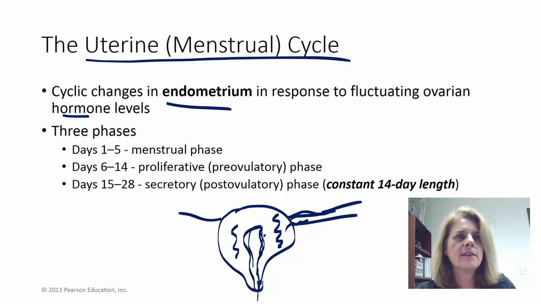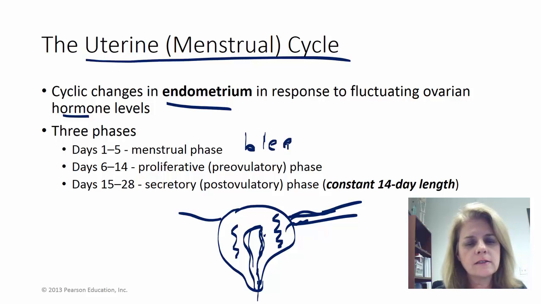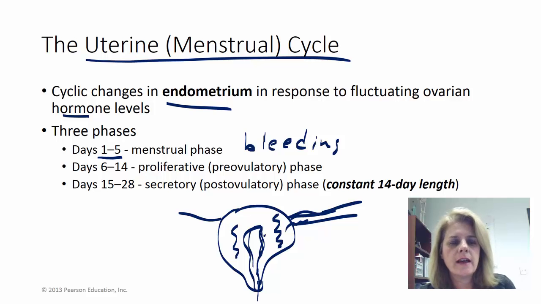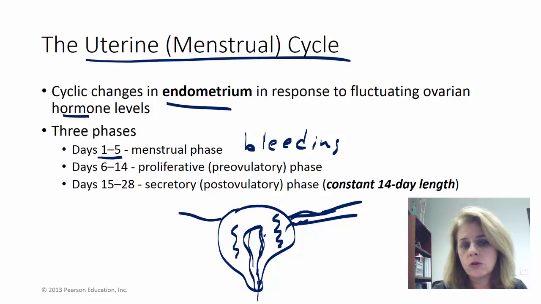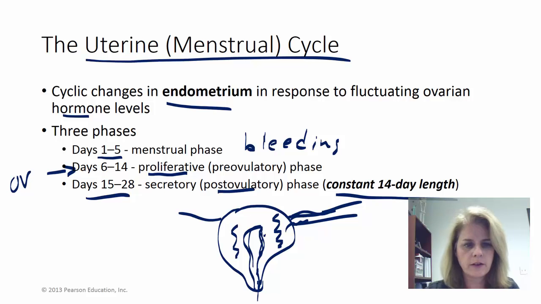These are changes in the endometrium, and the menstrual cycle has three phases. There's a menstrual phase, which is the bleeding phase. This is when you're on your period, and it lasts about 1 to 5 days. Then you have a 6 to 14 day phase called the pre-ovulatory or proliferative phase. Then you have ovulation, during the gap between days 14 and 15. Between days 15 and 28 you have the secretory phase, which is a constant 14-day length, very similar to the luteal phase in the ovarian cycle.